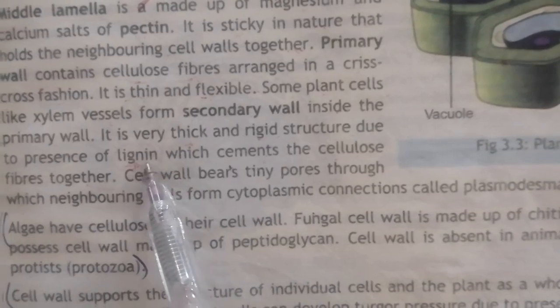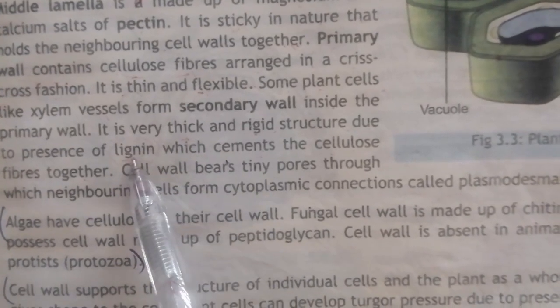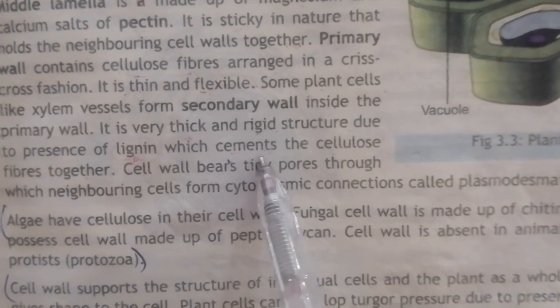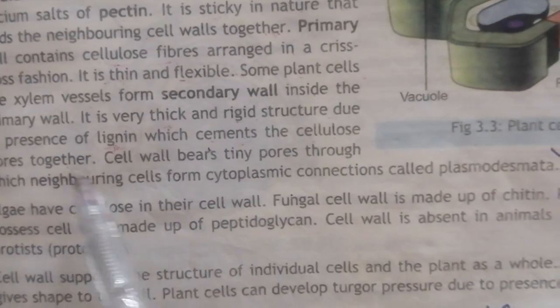And what is the function of this secondary cell wall due to the presence of lignin? It actually cements. Cements means joins the cellulose fibers together.